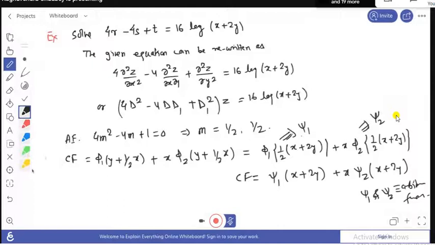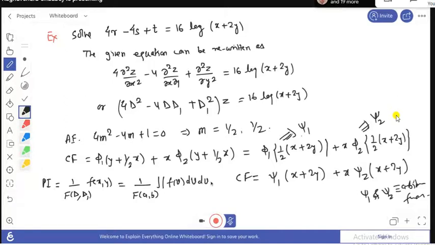Okay, so what is your particular integral? Now the particular integral is 1 upon f of D, D1 of your function, and here your function is f(x,y). This is a second order problem, of this x plus 2y. So here we use the second order formula, which means 1 over f of (a,b) of this function.